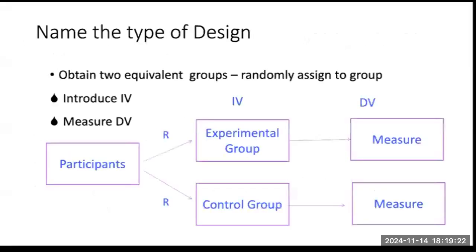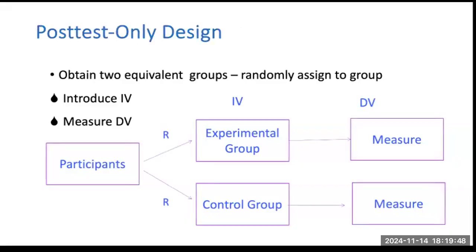Okay, what kind of design is this? You obtain two equivalent groups, randomly assign your participants to a group, introduce the independent variable, then measure the dependent variable. What kind of design is this? And feel free to unmute. It is a post-test only design.